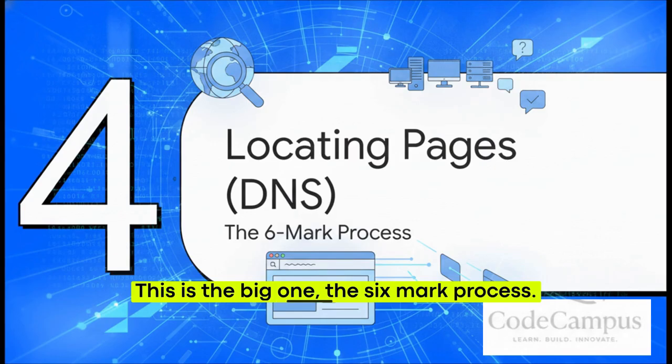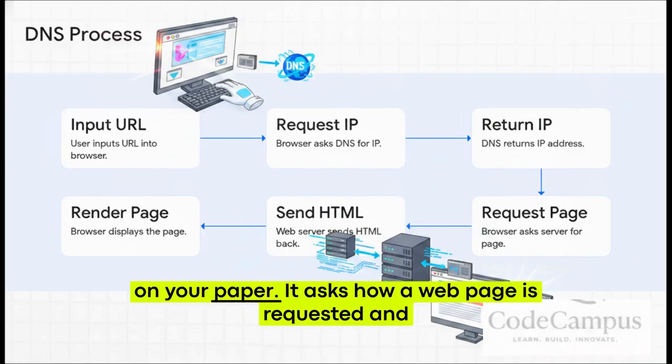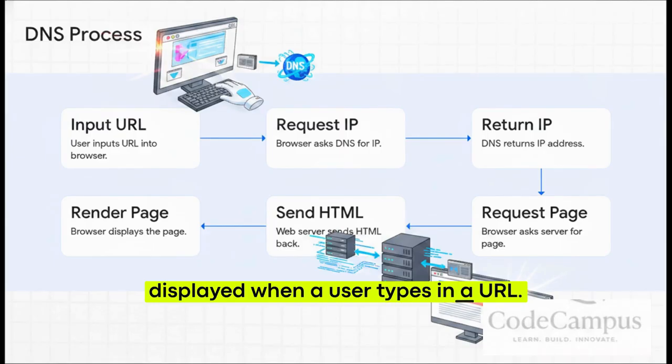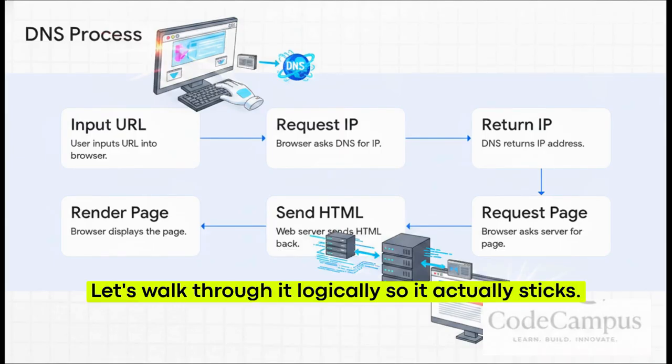This is the big one, the 6-mark process. This right here is often the heavy-hitting 6-mark question on your paper. It asks how a web page is requested and displayed when a user types in a URL. And to get full credit, you need a flawless sequence. Let's walk through it logically so it actually sticks.